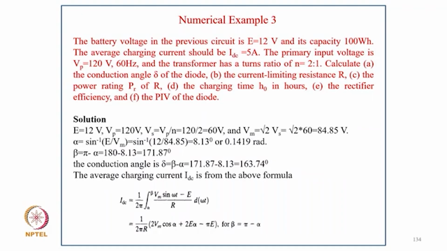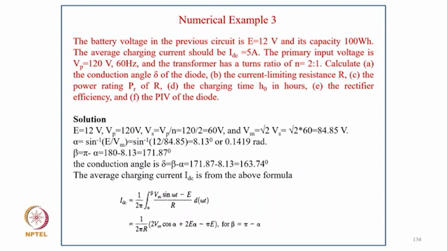So E equal to 12, P equal to 120, Vs equal to Vp upon N, that is 120 upon 2, 60 volt, and Vm equal to root 2 Vs, that is 84.85, and alpha equal to sin inverse E upon Vm, that becomes 8.13 degree, and beta equal to pi minus alpha, so it becomes 171.87, and the conduction angle delta equal to beta minus alpha, that becomes 160.74.